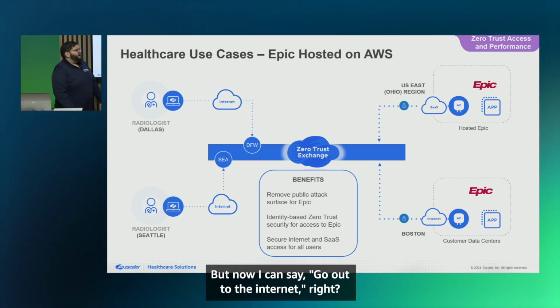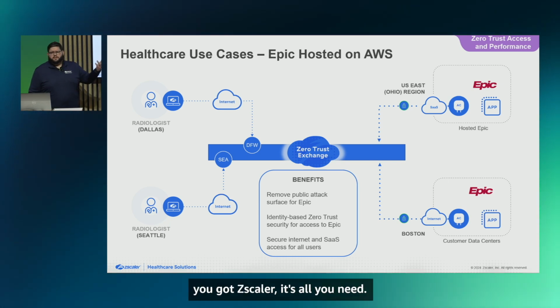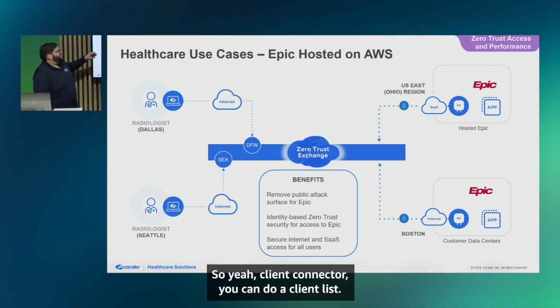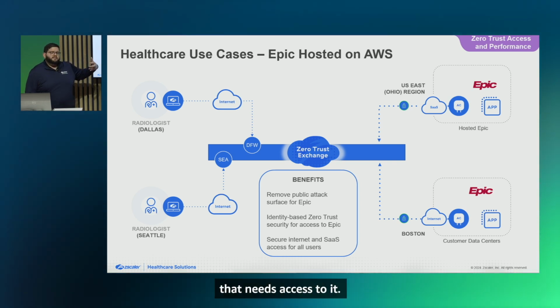But now I can say, go out to the internet, right? You've got an internet connection, you've got Zscaler. That's all you need. So you've got Client Connector, you can do a client list. It doesn't matter if you have a third-party vendor that needs access to it.